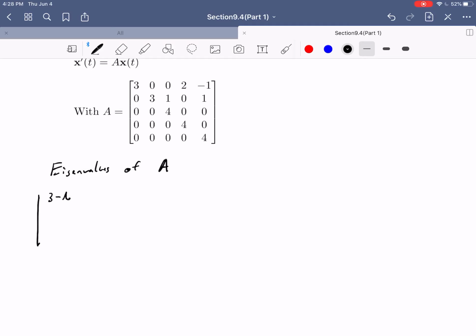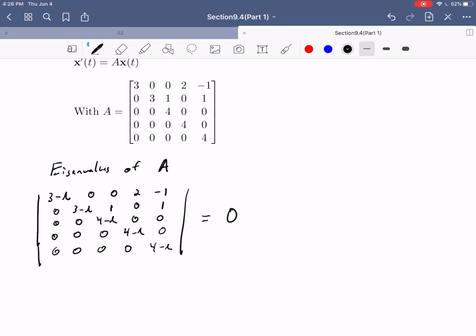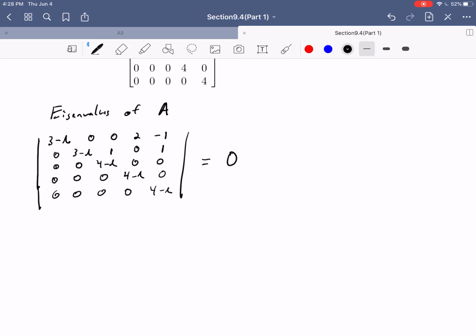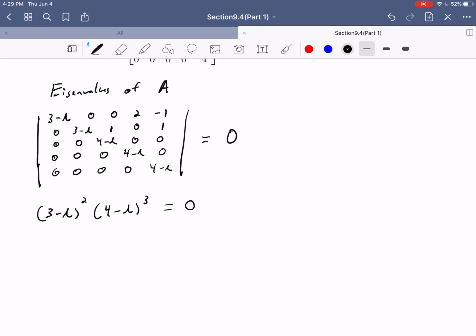It's going to be the determinant of the matrix with diagonal entries 3 minus lambda, 3 minus lambda, 4 minus lambda, 4 minus lambda, 4 minus lambda, equal to 0. Since it is upper triangular, we're just going to look at the diagonal to determine the determinant. So it becomes (3 minus lambda) squared times (4 minus lambda) cubed equals 0. So we get lambda equals 3 with multiplicity 2, and lambda equals 4 with multiplicity 3.